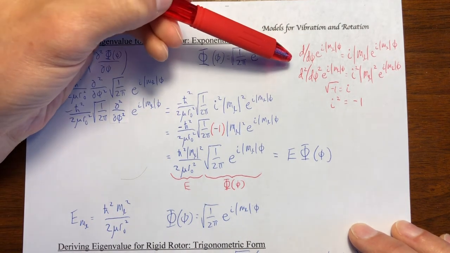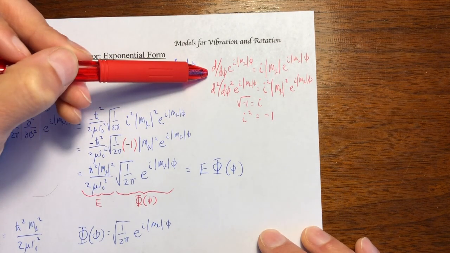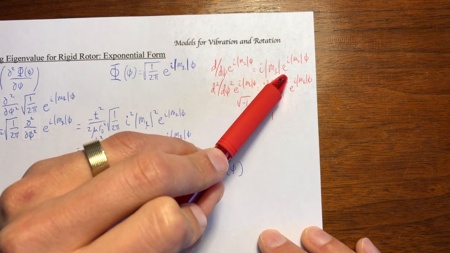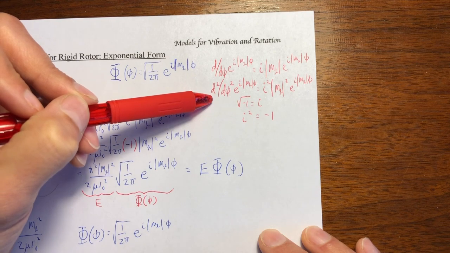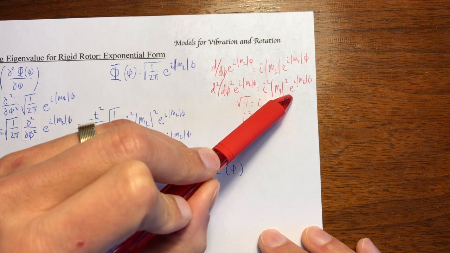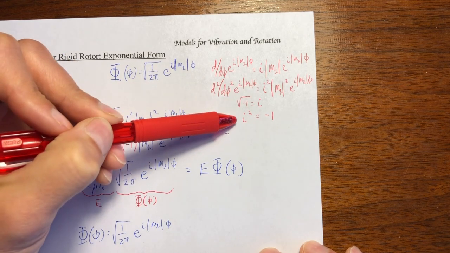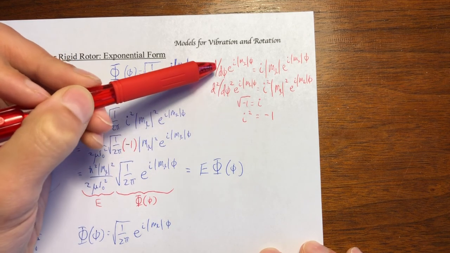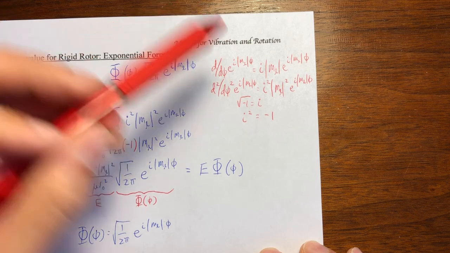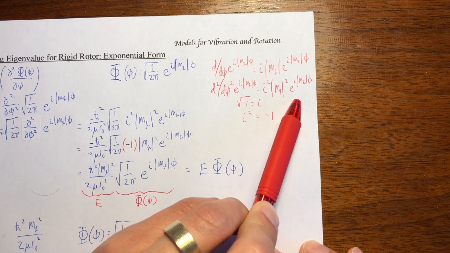And so that derivative is drawn over here, unfortunately really small, but the first derivative of e raised to the i m sub l phi is equal to i times m sub l times the wave function. And then when we take the second derivative, we find that it is equal to i squared times m sub l squared times the wave function. And if the square root of negative 1 is equal to i, then i squared is equal to negative 1. So the second derivative of e raised to the i m sub l phi is really equal to negative 1 times m sub l squared times e raised to the i m sub l phi.